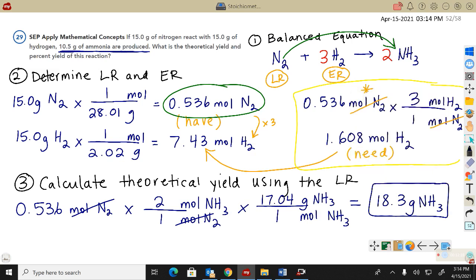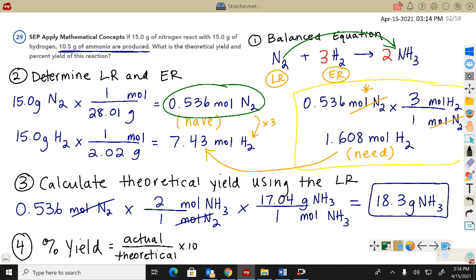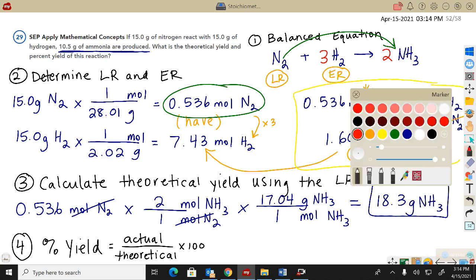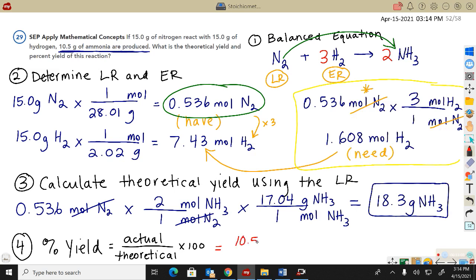I'm almost done. Okay, so then finally step 4 would be to calculate the percent yield. All right, we can do this. We're almost there. The percent yield is actual over theoretical, which the actual will be given. The theoretical is calculated, times 100. We'll just plug in our data. My actual yield was given to me. That's the 10.5 grams of ammonia. And the theoretical is that 18.3.